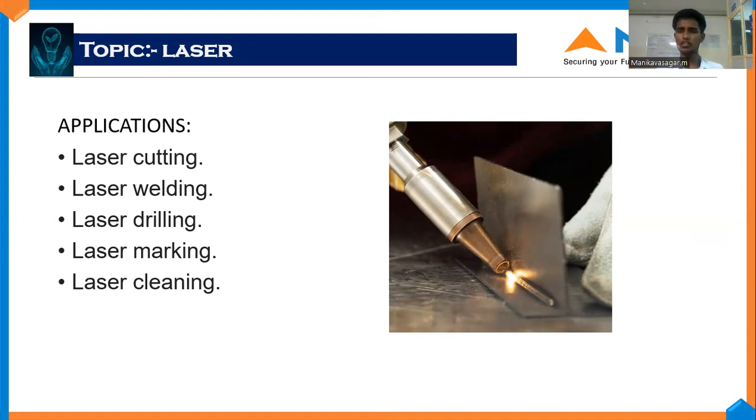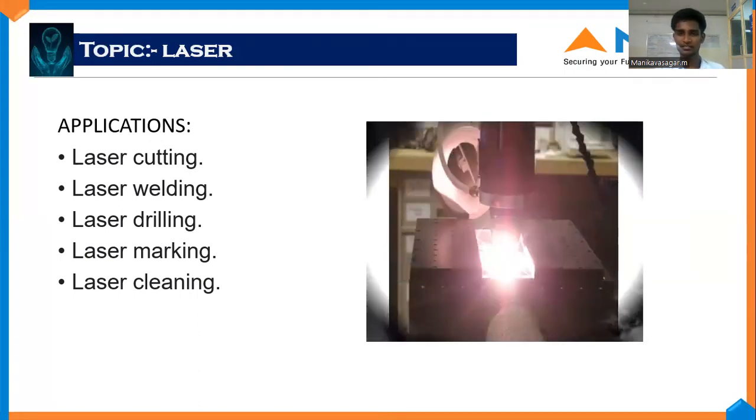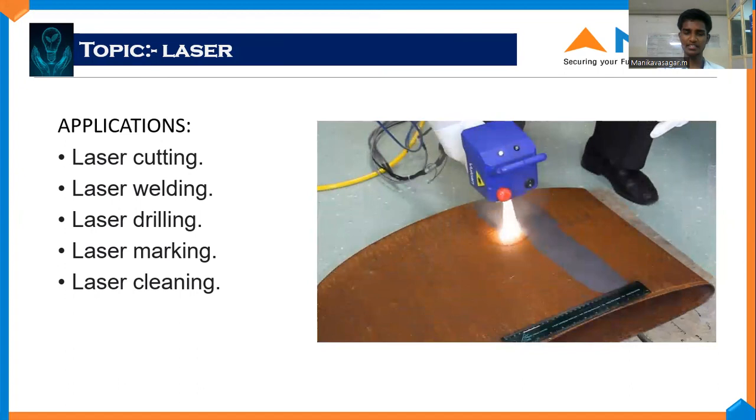Laser cleaning is used to clean glasses, tables, metal, wood or something, etc. These are the pictures for applications.